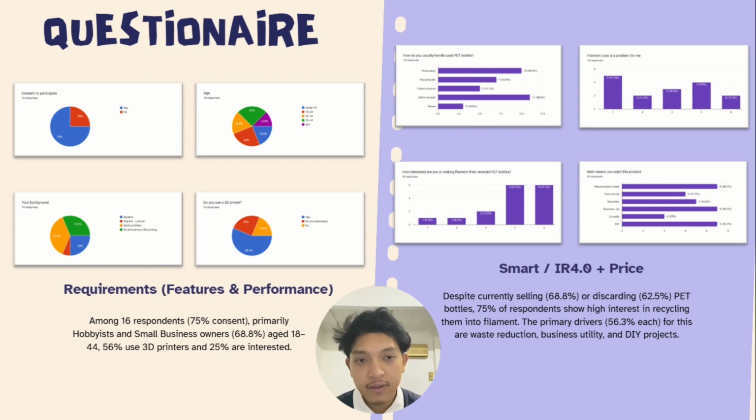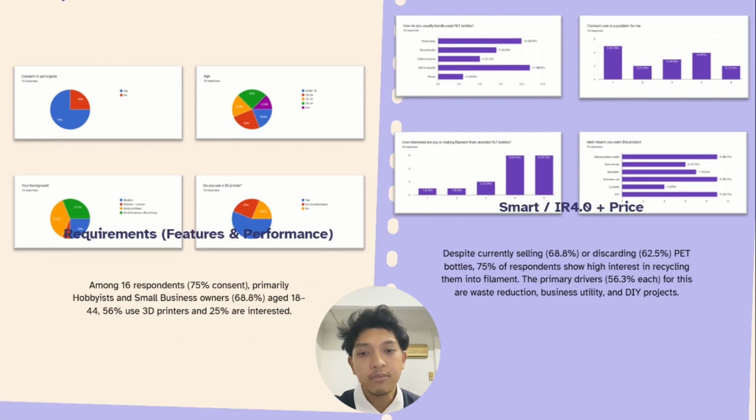The next section is section B, about smart or IR 4.0 plus price. Despite currently selling at 68.8% or discarding at 62.5% PET bottles, 75% of respondents show high interest in recycling them into filament. The primary drivers, at 56.3% each, are waste reduction, business utility and DIY projects.